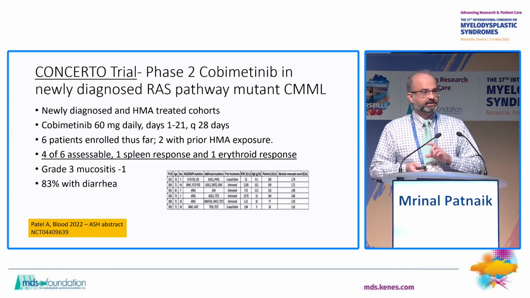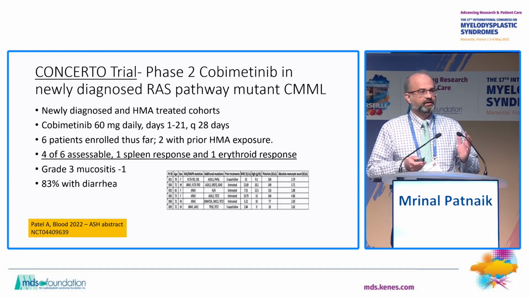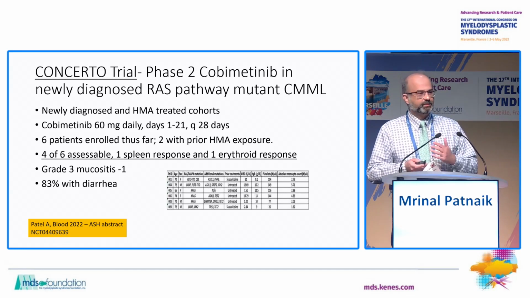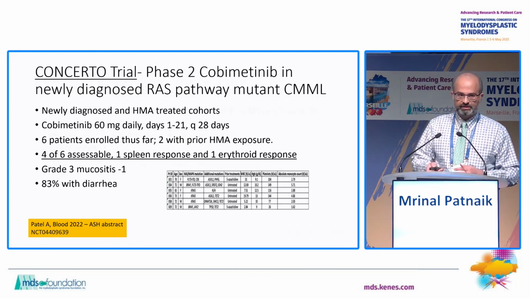And then there is a Concerto trial. This is being run out in Salt Lake City, where they're trying a drug called cobimetinib, which is a MEK inhibitor, in CMML which is RAS mutant. And thus far, in a small group, 4 of 6 accessible patients, one had a spleen response and one had an erythroid response, but more than 80% of these patients develop diarrhea from the drug. So we'll have to wait and see how this trial evolves over the next several months.